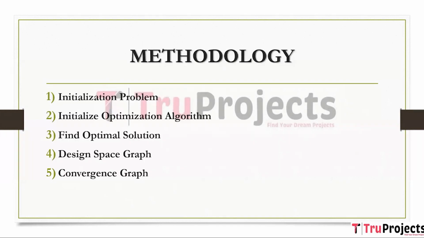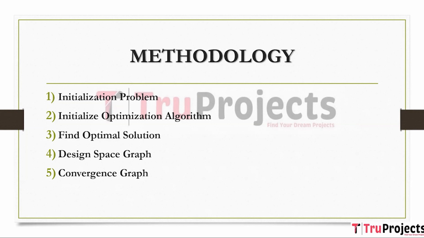These are the design modules for execution. First one is initialization problem. In this module, we initialize the optimization problem which we want to solve. The problem involves defining the number of variables, objectives, and constraints as well as specifying the lower and upper boundaries of each variable.